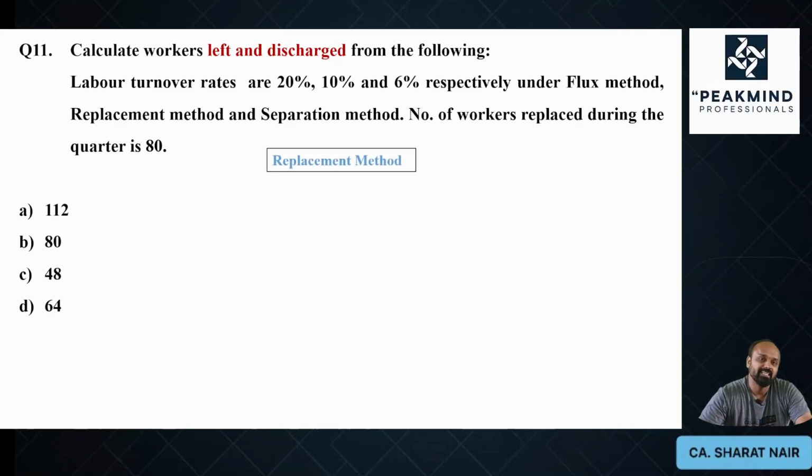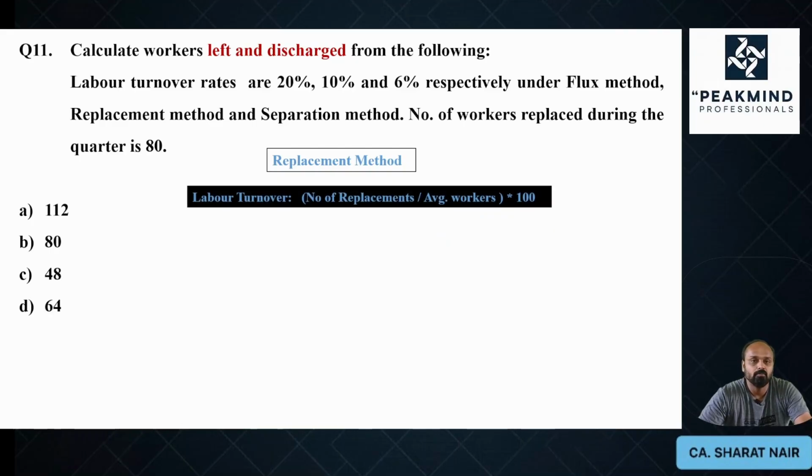Since the hint given is the number of replacements, we should start from the replacement method formula. The formula is number of replacements divided by average number of workers into 100. So the answer is 10%, which is given in the question. 10% is equal to 80 divided by average number of workers. By solving this, I can find out the average number of workers, which will be 80 divided by 10%, and it comes to 800 workers.